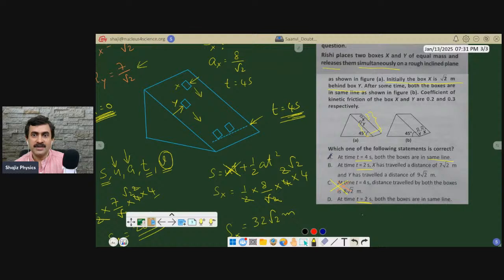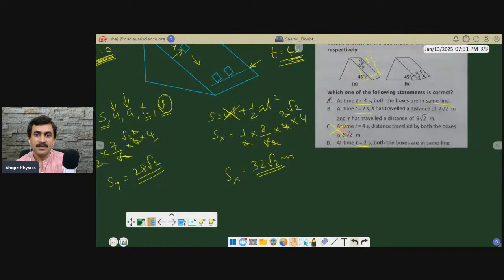But here, what is the difference? See, x traveled 32 root 2 meter. At the same time, y traveled only 28 root 2 meter. What is the difference here? Difference of 4 root 2 meter, not equal to root 2 meter. So the option A is wrong.